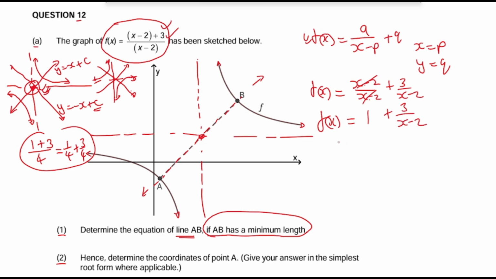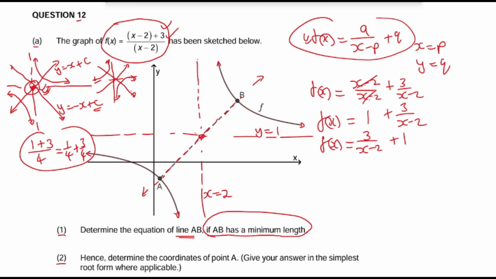Then we can rewrite this in this form, because addition is commutative, remember. So f of x is equal to 3 over x minus 2 plus 1. From here we can see that the equation of the vertical asymptote is x is equal to 2, and the equation of the horizontal asymptote is y is equal to 1. Therefore, the coordinates of this point will be (2, 1).